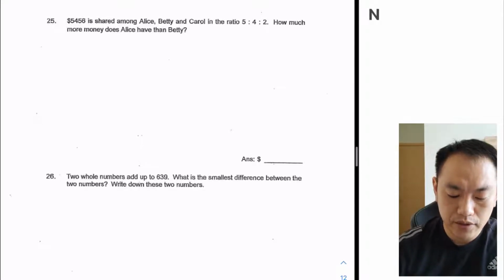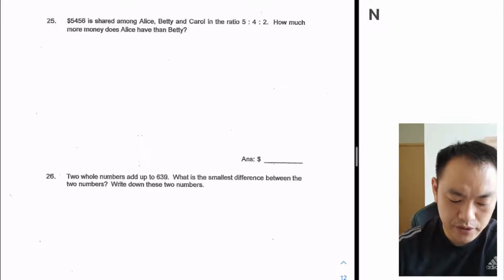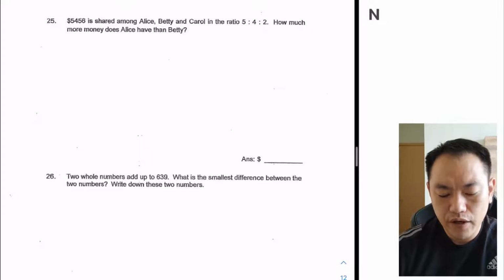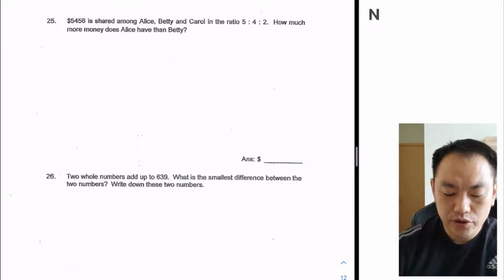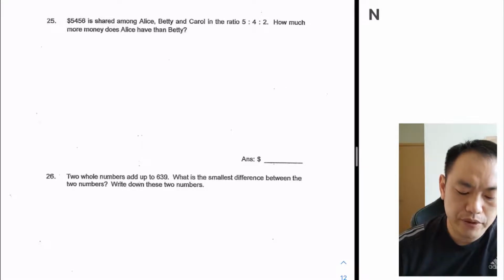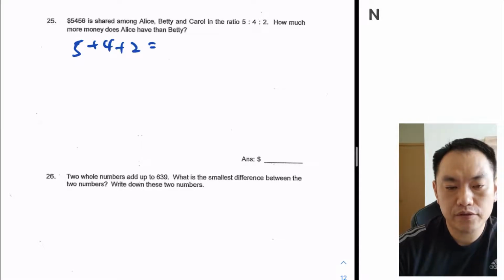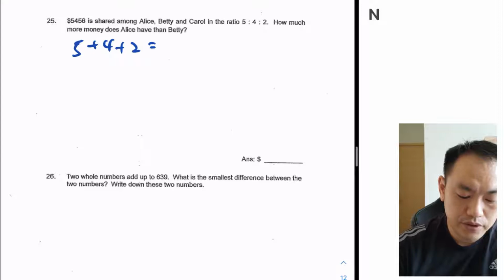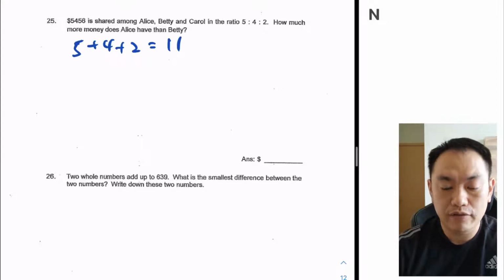$5,456 is shared among Alice, Betty, and Carol. It's always ABC. Alice, Betty, and Carol in the ratio of 5 to 4 to 2. How much more money does Alice have than Betty? So 5-4-2 means the money was split into how many portions? 5 plus 4 equals 9, 9 plus 2 is 11. So the money was split into 11 portions.